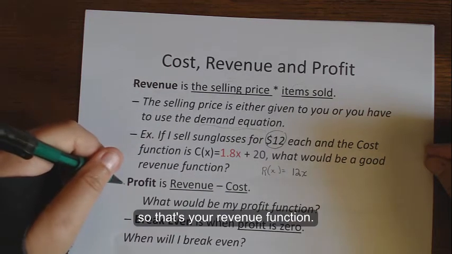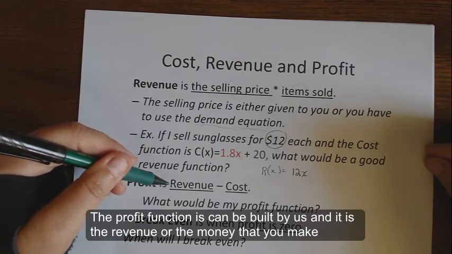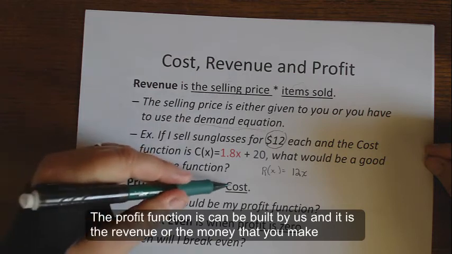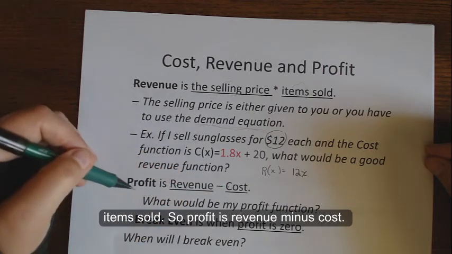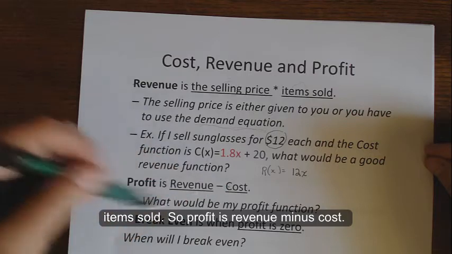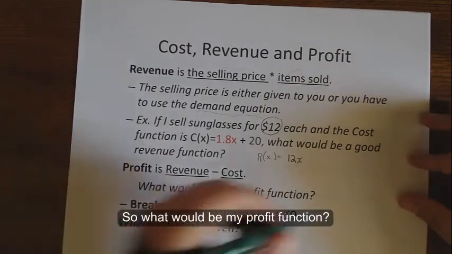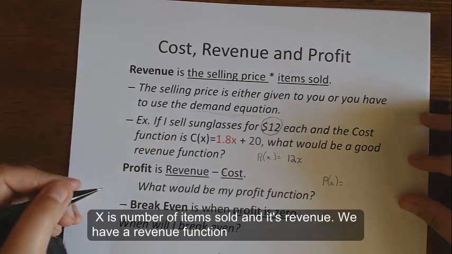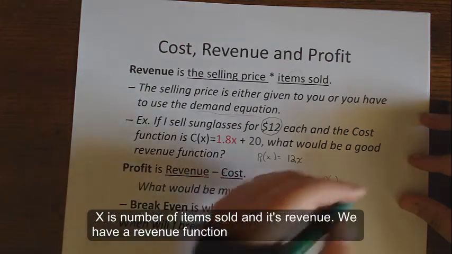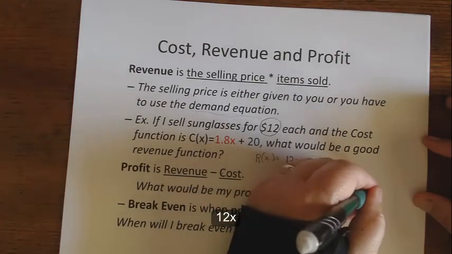The profit function is going to be built by us, and it is the revenue, or the money that you make, minus the cost, the amount of money that you have to lose in order to get your items sold. So profit is revenue minus cost. So what would be my profit function? Well, if we use function notation, x is the number of items sold, and it's revenue, and we have a revenue function, 12x, minus the cost.